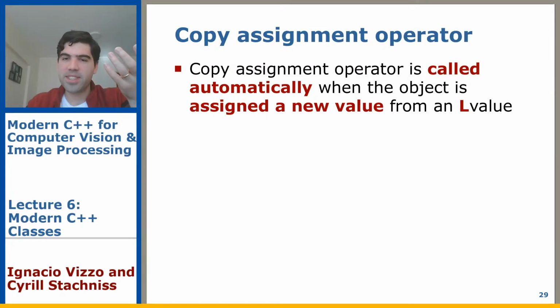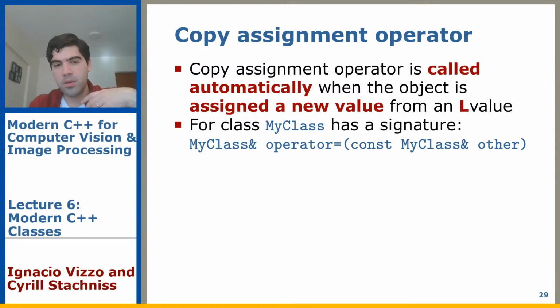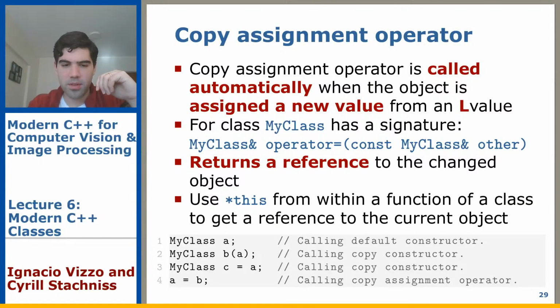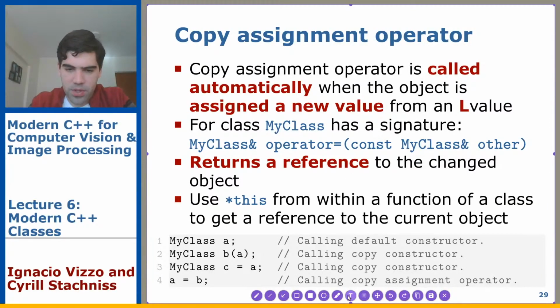There's a copy assignment operator that is equivalent to the constructor that is called automatically when the object is assigned to a new value from a left value, and the signature is this one. So you overload the operator equal. And there's here an example of usage. So in this particular case, you're calling the copy assignment operator. So this is another typo on the slide.